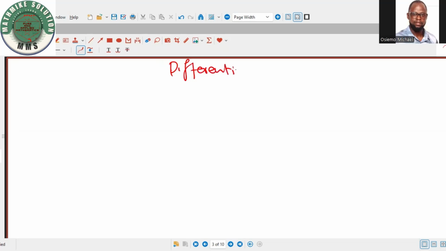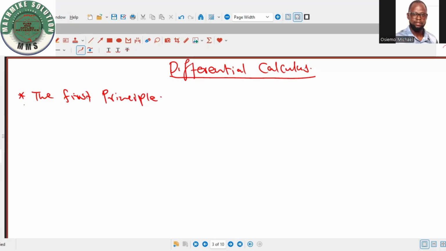Let us continue with the differential calculus. So far we have checked two methods of differentiation, and that is the first principle, and also we have checked on the product rule.